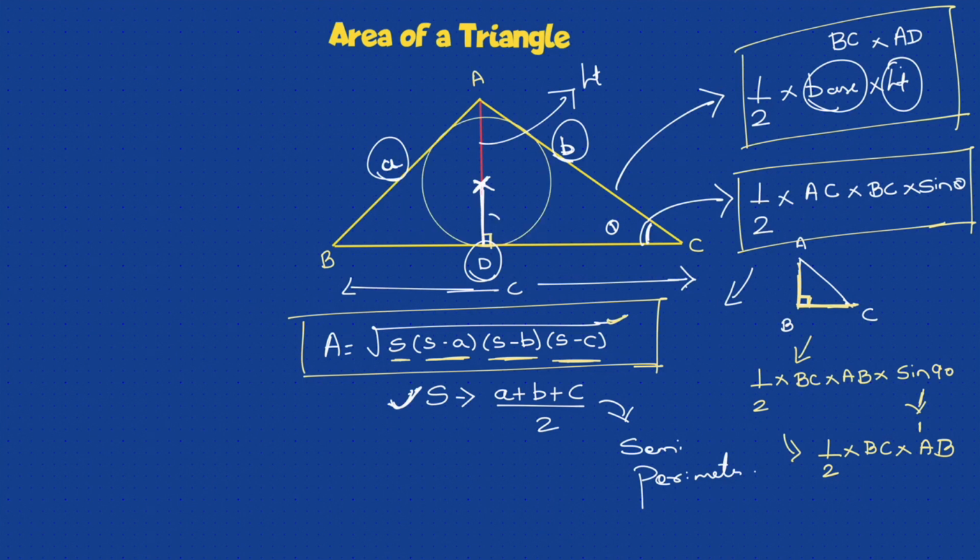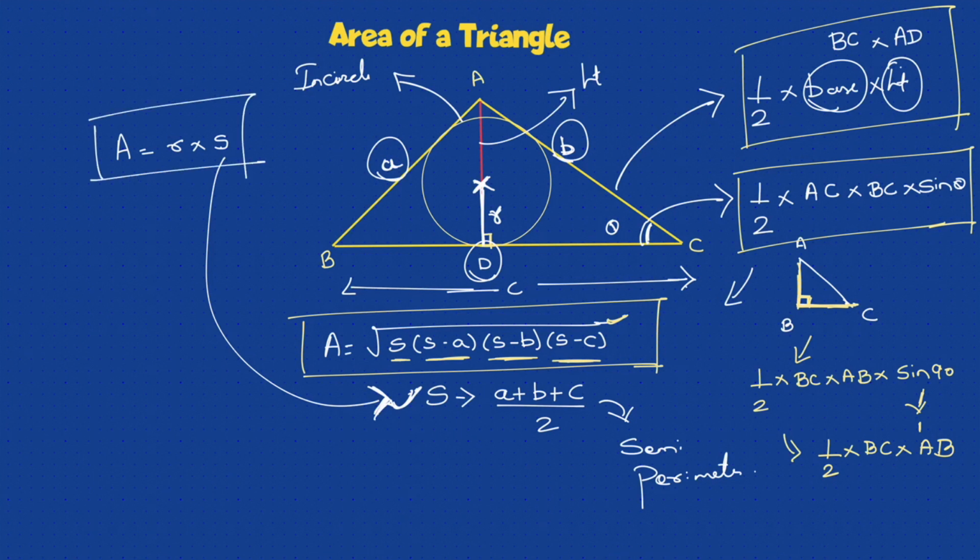Now let's say incircle. What is an incircle? It is inside the triangle, touching the three sides. If the incircle is given to you, how will you find the area? Area of a triangle is R into S, where S is again the semi-perimeter. So if you know the three sides and the inradius of a triangle, then again you can find the area of the triangle. So know this formula.